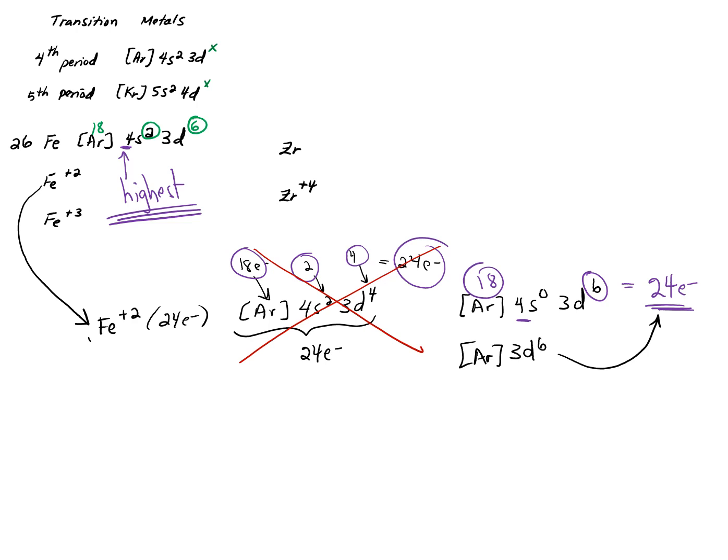Transition metals will always lose the s electrons first because the s electrons are always in a higher energy level than the d electrons. When you're writing the electron configuration for iron plus 3, now we go down to 23 electrons. We have 26, losing 3 will go down to 23.